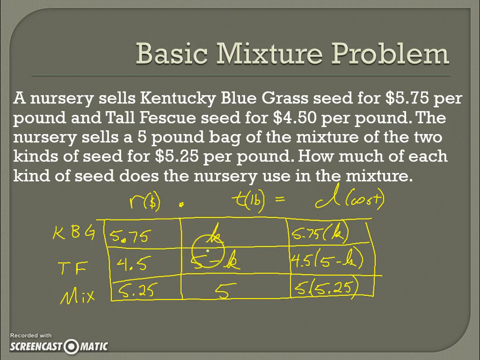The next thing is I need to write an equation that's going to represent this problem. Okay, well, I know that the cost of this plus the cost of this needs to equal the cost of this. So if I take whatever this is and I add it to this, it needs to equal the total mixture, my 5 pounds here. So that means I'm going to take this value, I'm going to have 5.75K plus 4.5 times 5 minus K. Those two things added together need to equal the total cost of the mixture.